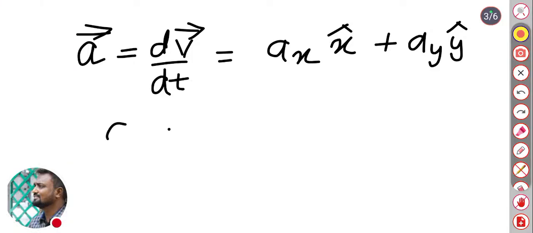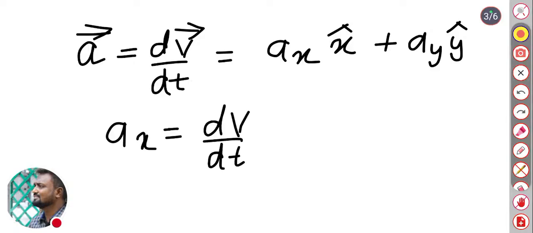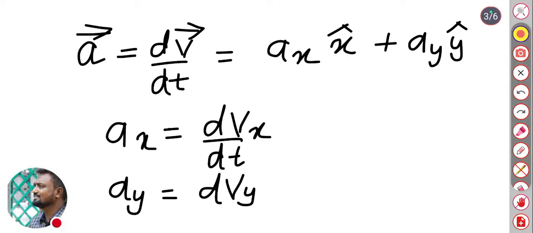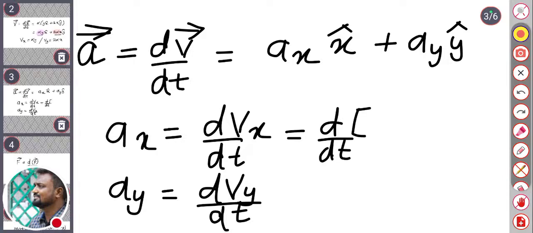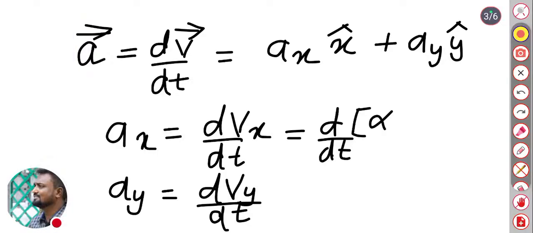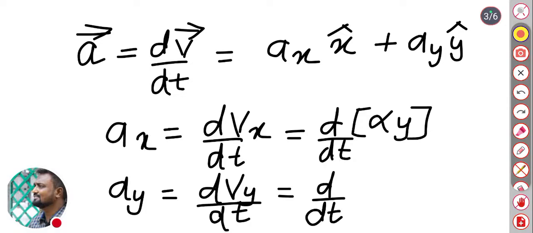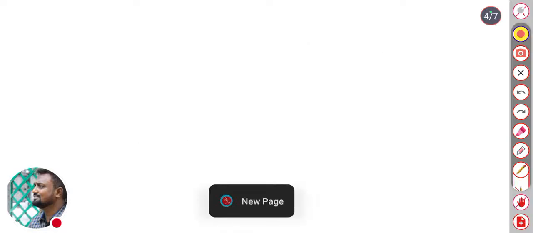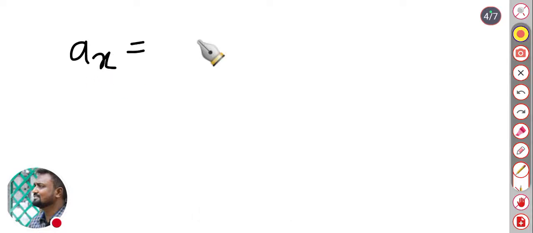Now, what is ax? ax is equal to dVx by dt. ay is equal to dVy by dt. So, can we substitute Vx in d by dt? Instead of Vx, we will be substituting alpha y. And similarly, we can substitute Vy here, that is 2 alpha x. Okay. Can you differentiate it? So, ax is equal to d by dt of alpha y.